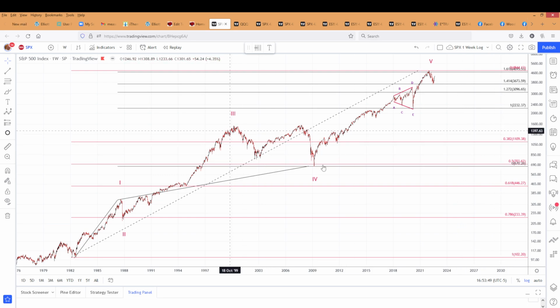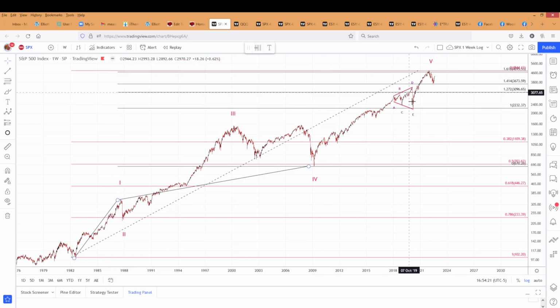1109, and that is near the 4th wave, and a 50% is 703, and that's right near the 4th wave low back in '09. Okay, I think I remember it was 666 or something like that. And then the 618, for what it's worth, is 446. So that's what we're looking at. That's a beautiful picture, if you will. Everything is in Fibonacci perfection.